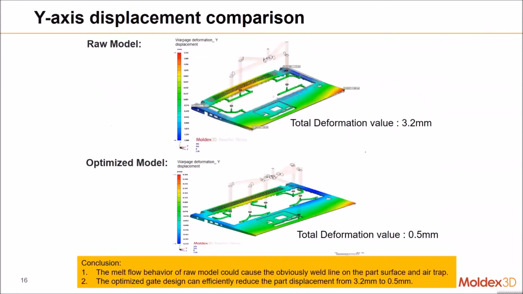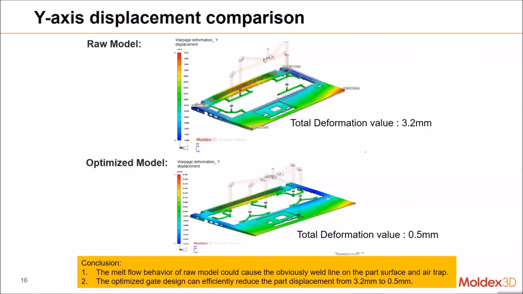If we just consider the Y direction displacement, we can see the total deformation value for the raw model is about 3.2. Because we go from the negative value to the positive value, we add the two values together, so the sum is 3.2 millimeter, and for the optimized model it is about 0.5 millimeter.